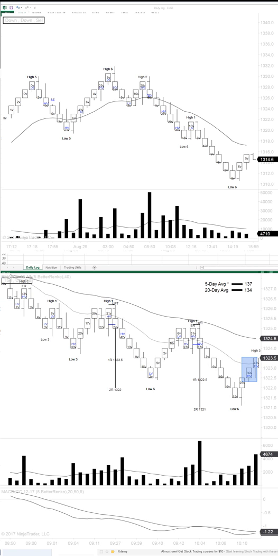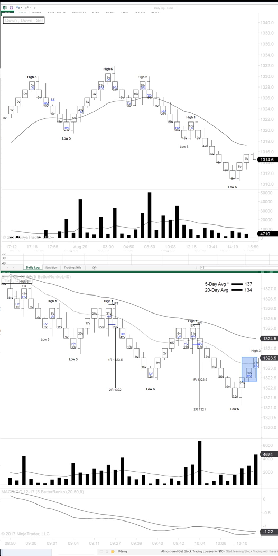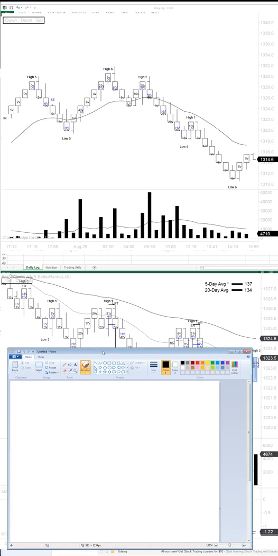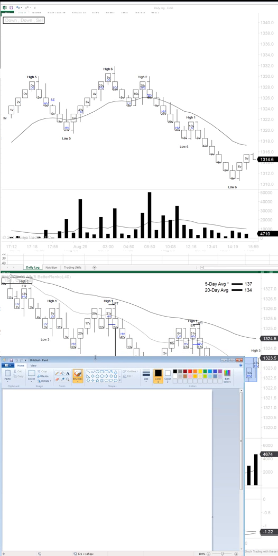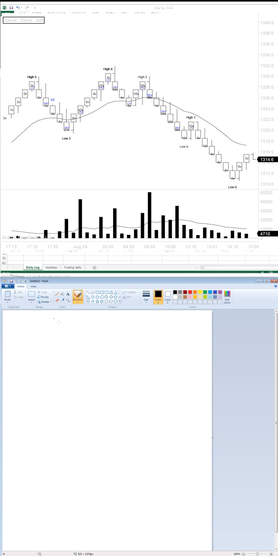So this is gold, and what I'm going to do first is just have a general conversation about buying pullbacks, how that's done. So the first thing is, and excuse all the writing I'm going to do now, but first thing is you need trend, right? You need trend. In order to buy pullbacks, you need trend.